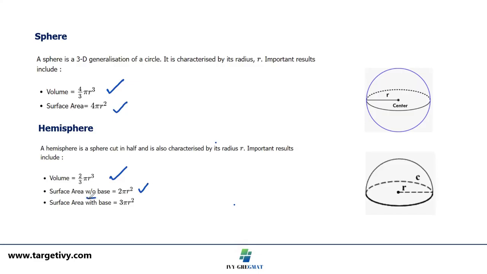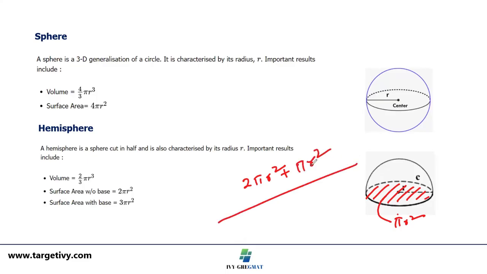This is without the base, because obviously there is a base here. If I do not take into account this surface area, then this is the thing. But if I include this surface area also, then it is 2 pi r square plus pi r square, the base area. So it becomes 3 pi r square.